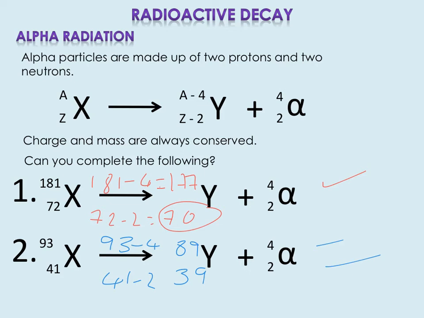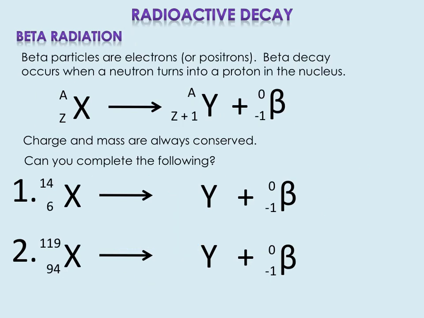And 70 add 2 gives me 72. This is based on the fact that mass must be conserved and you're not losing mass between each interaction, nor are you losing charge between each interaction. We'll look at beta radiation radioactive decay equations now.